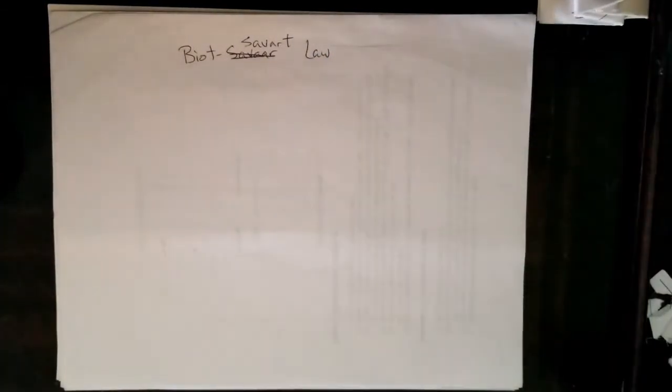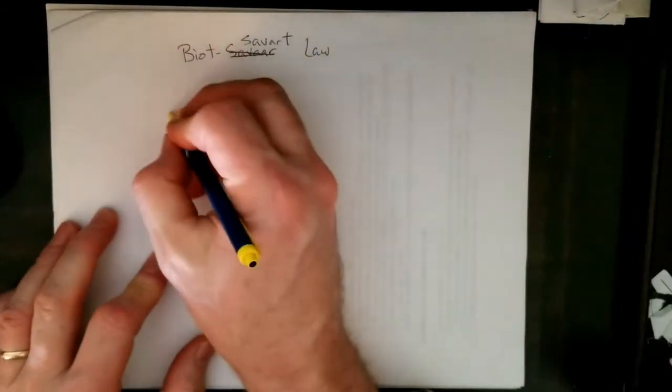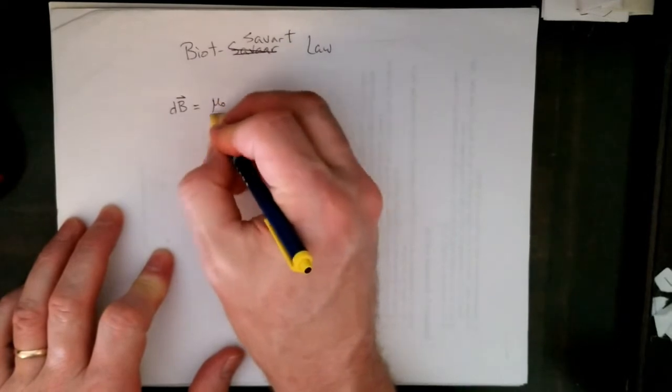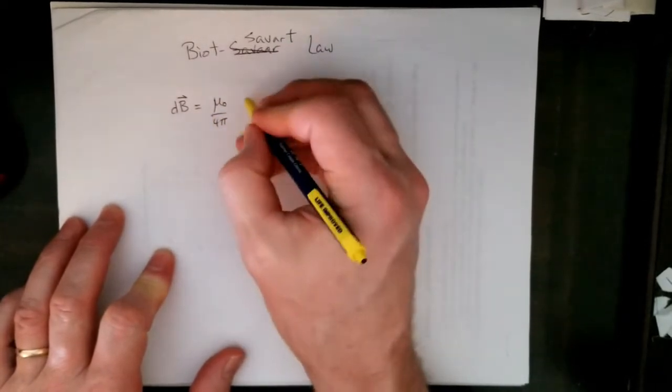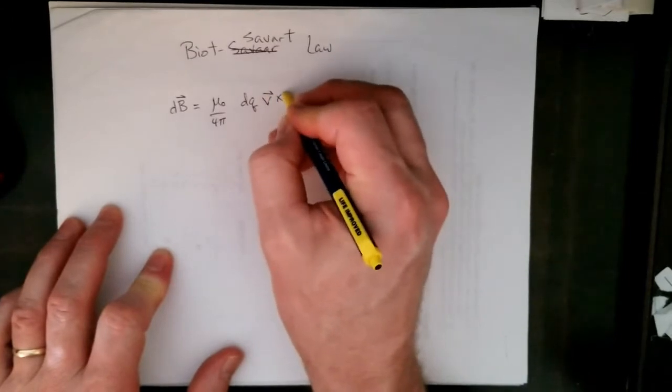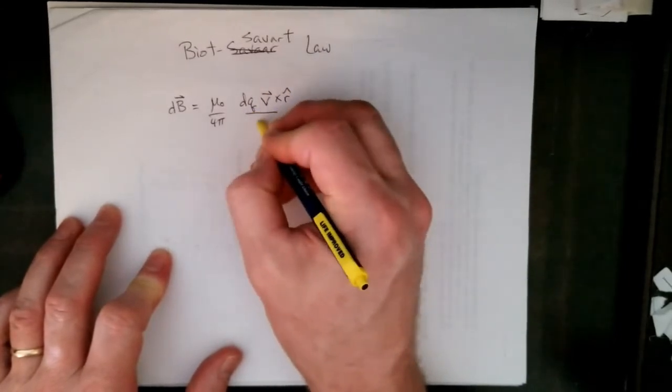Now there are four forms of it. They all pretty much say the same thing. So let's just start out with the basic one, the differential, this is obviously calculus based, of the magnetic field is equal to mu naught over 4 pi dq v cross r hat over r squared. So this is the first form of it.